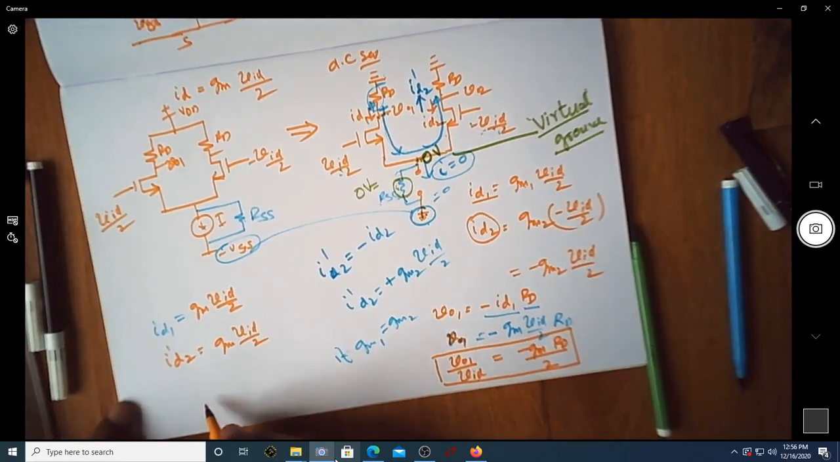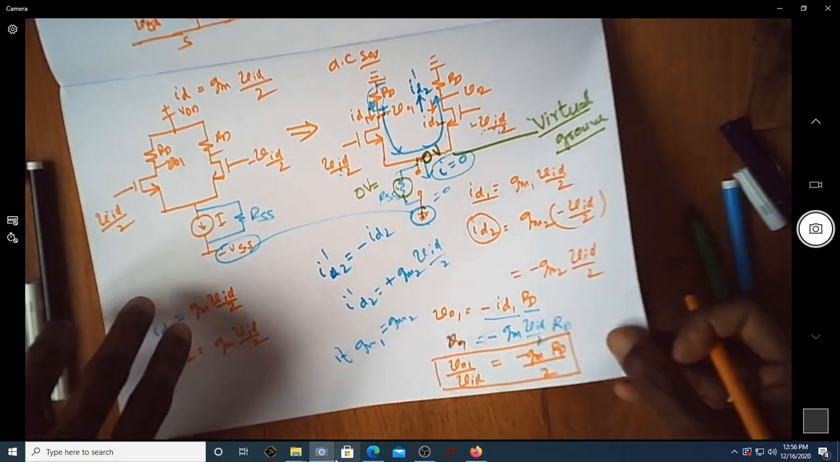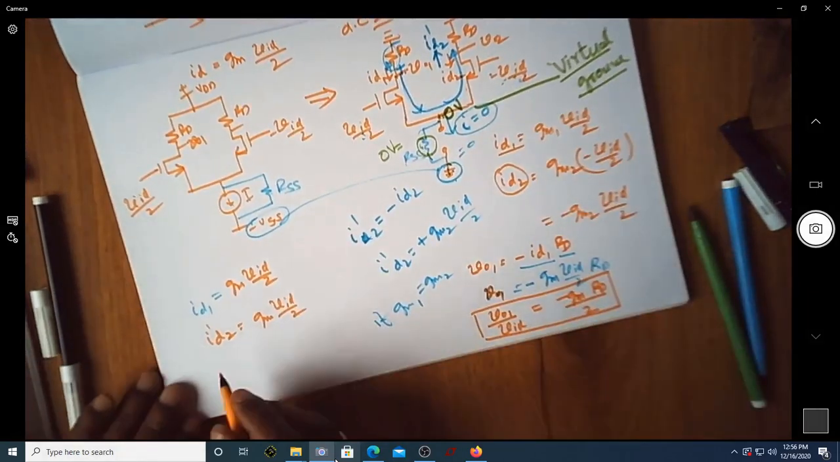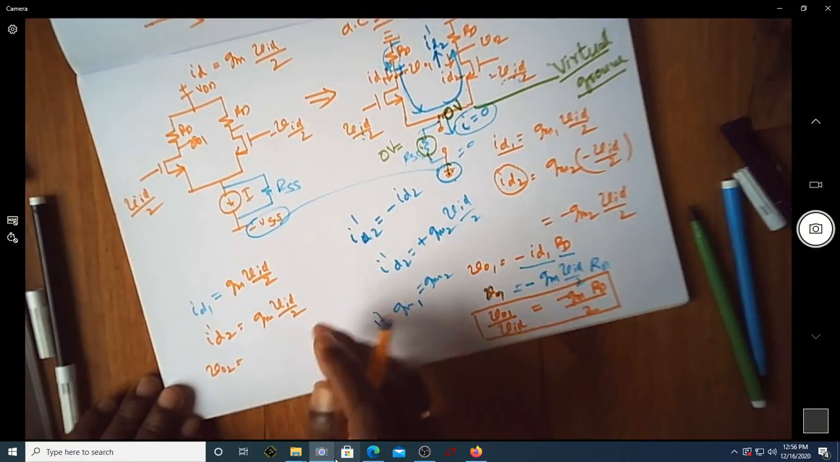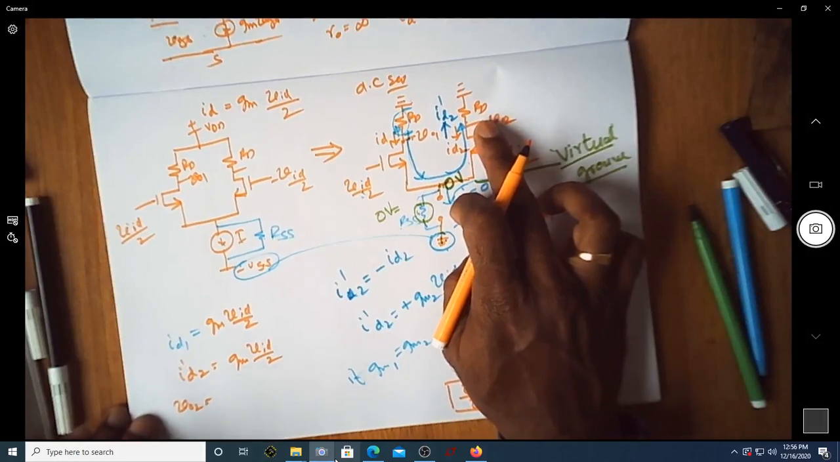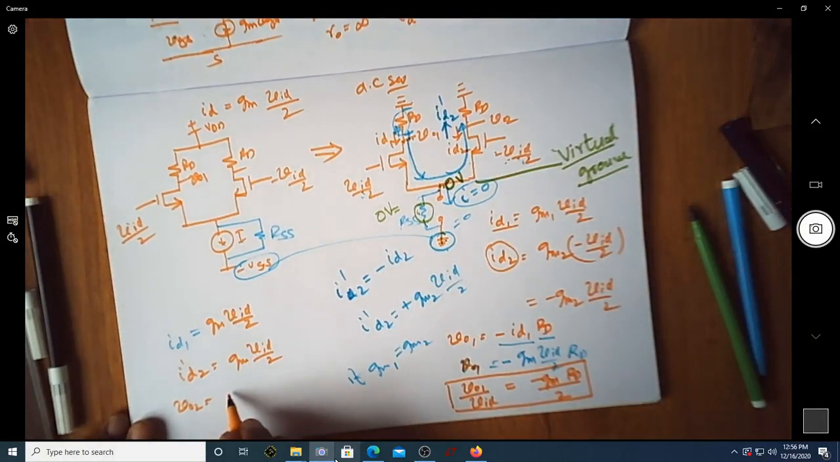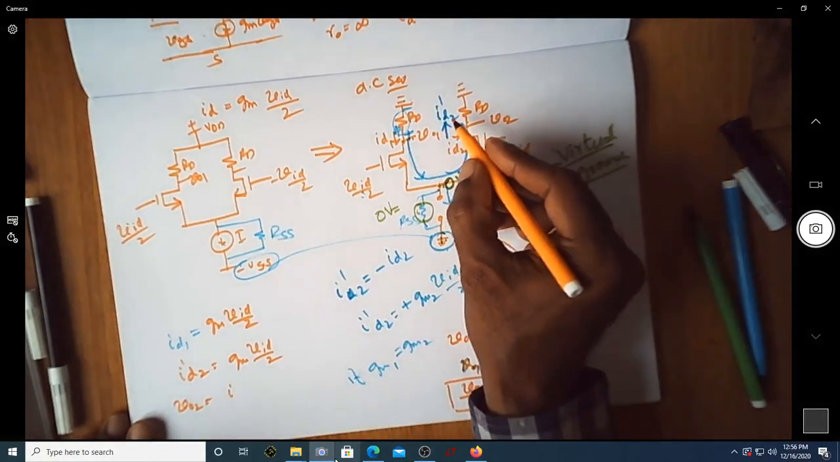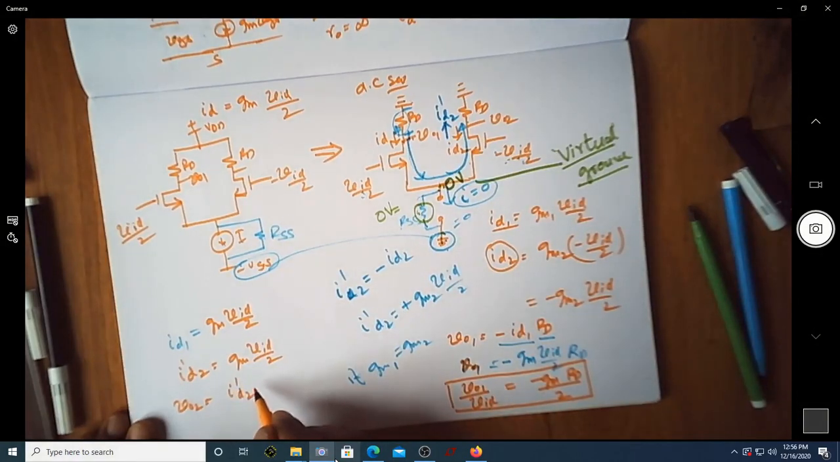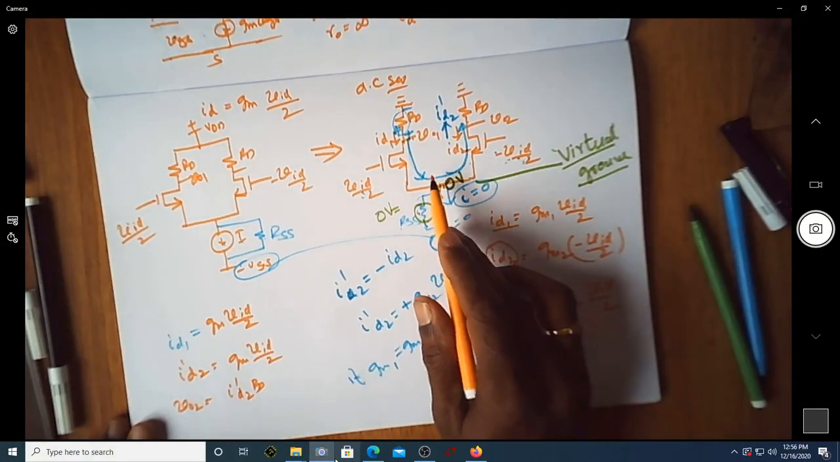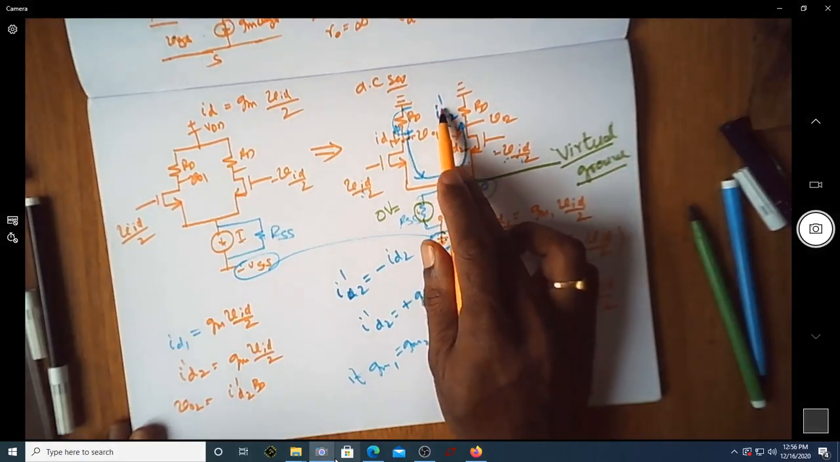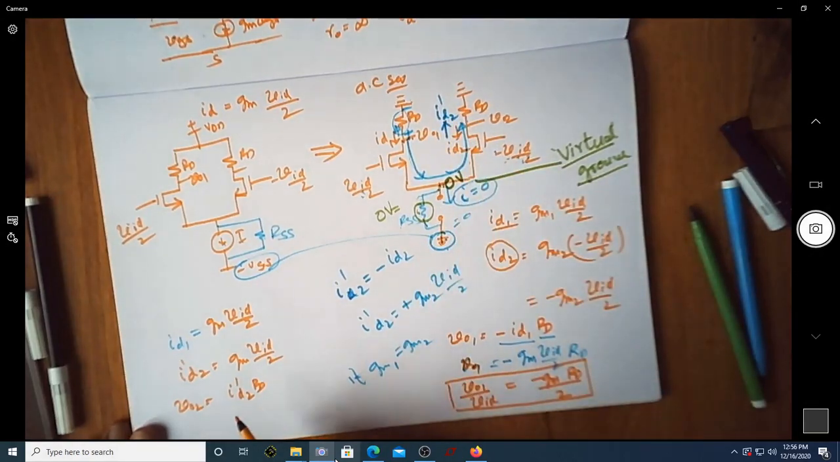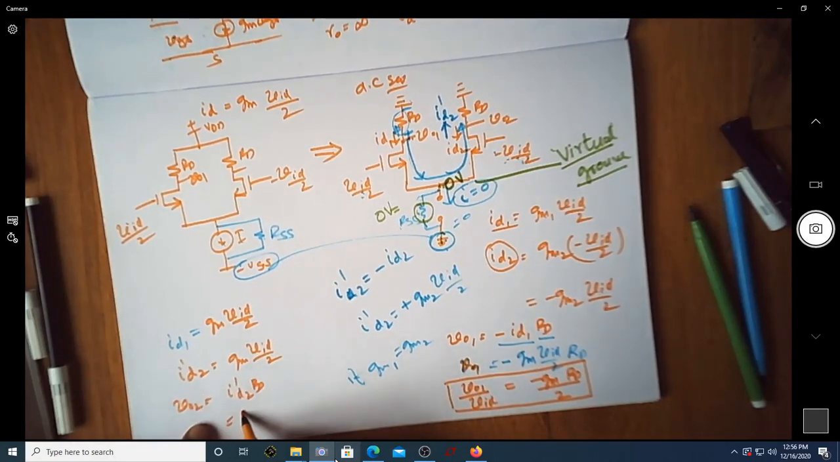Similarly, let us also find out what V02 is. What is V02? It is again I dash D2 into RD. You can see this is I dash, the current that is going in the opposite direction. But what is I dash D2? I dash D2 is GM into VID by 2 into RD.